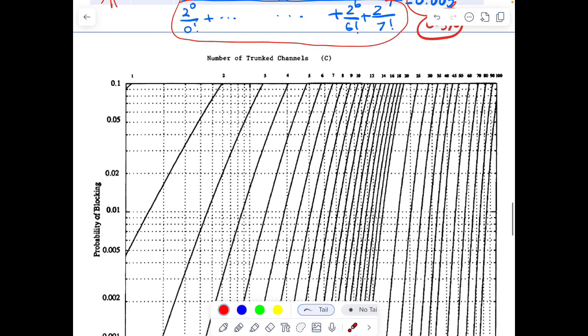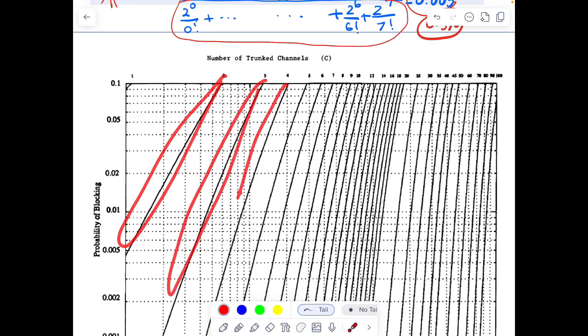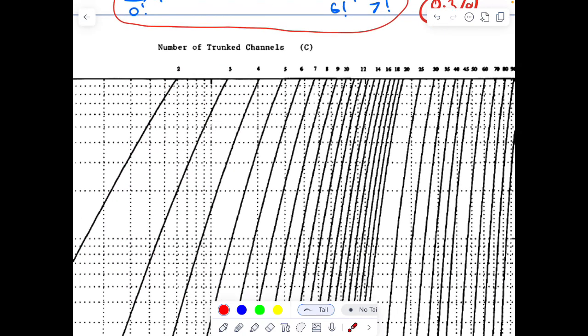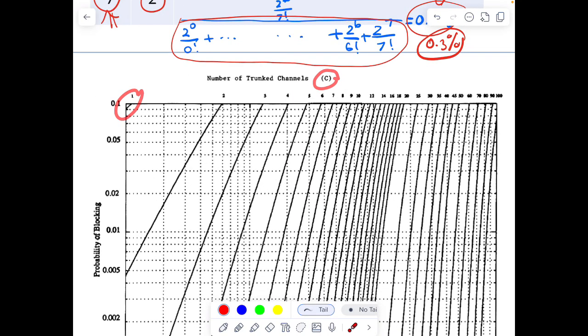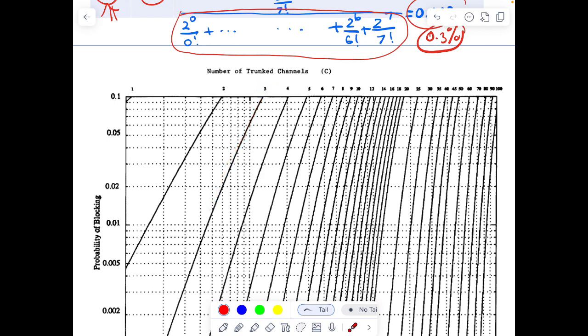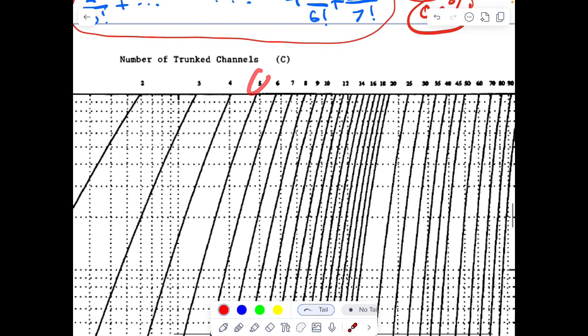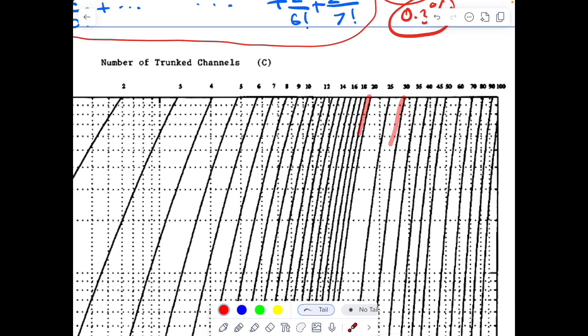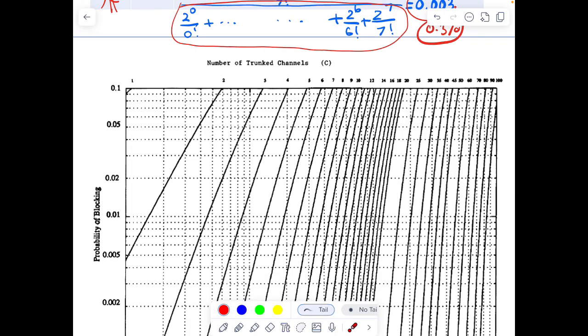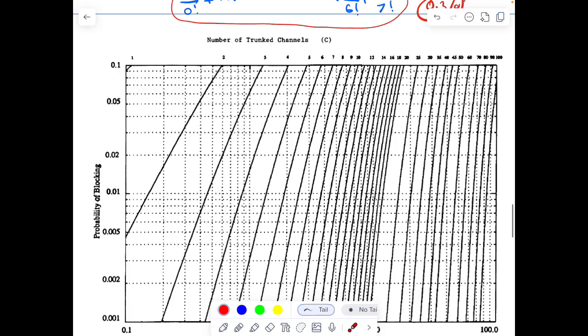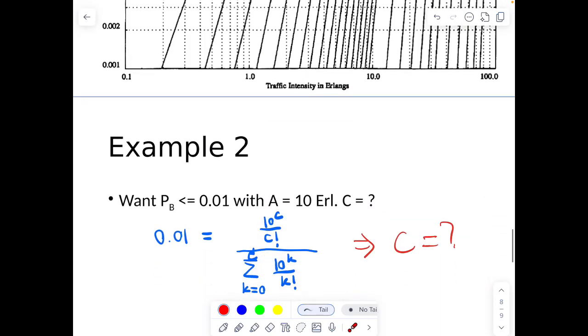Now you see different graphs here. So what is this? It depends on the number of channels, c. So the first one is this when there's one channel. When there are two channels, you use this graph. For 3, you use this. And then 5, and then you go to 10, you use this. 20, 30. So there are many values of c for you to look at. So how do we use this? Let's look at an example.